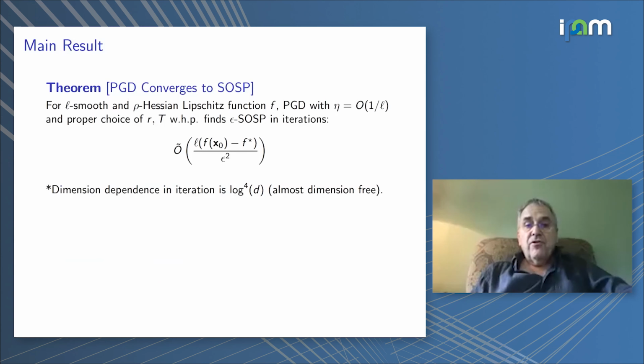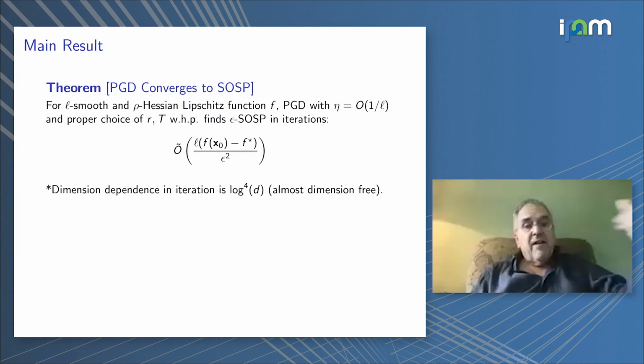PGD will converge. Surprisingly, even though this is a non-convex problem, the rate looks basically the same as convex. The number of iterations goes as 1 over epsilon squared. There's a Lipschitz constant and initial distance in the numerator. The only difference is the tilde, where we traditionally hide the dimension dependence. But now I'm going to tell you the dimension dependence. It's polylogarithmic. It's logarithm to the 4th power of d. Okay, we would have been shocked if it were dimension free. It's not, but it's not exponential and it's not even polynomial. It's actually all the way down to logarithm.